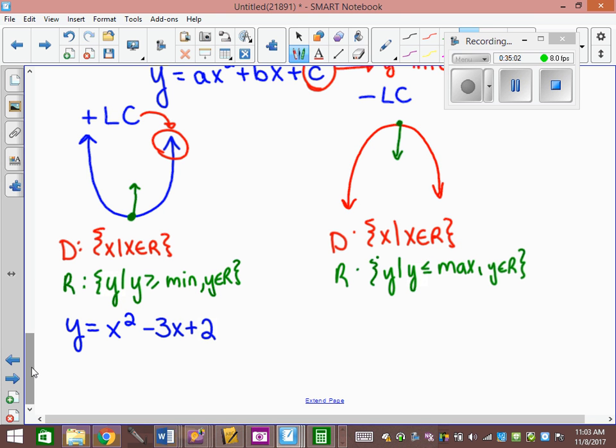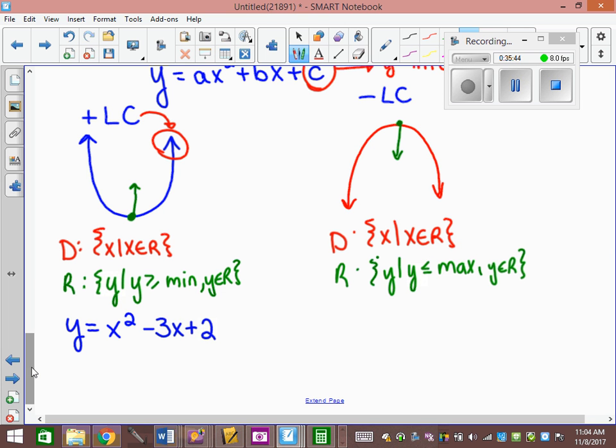y equals x squared minus 3x plus 2. Once you have it typed in, make sure you clear out the other ones that you have in from linear. So press graph. Okay, so is this a minimum or a maximum? It's a minimum, because it's the lowest you can go, you can't go any lower, right?